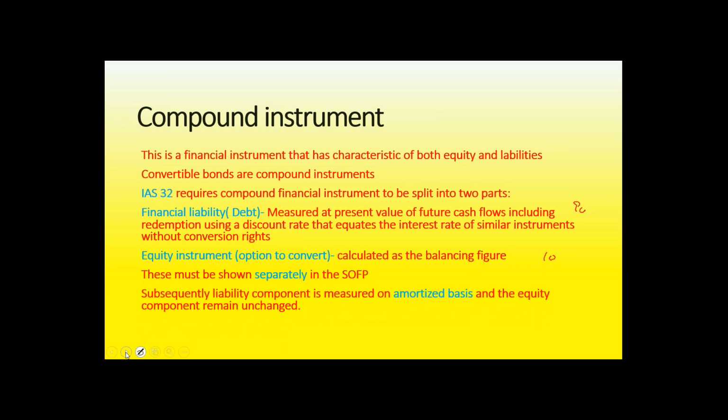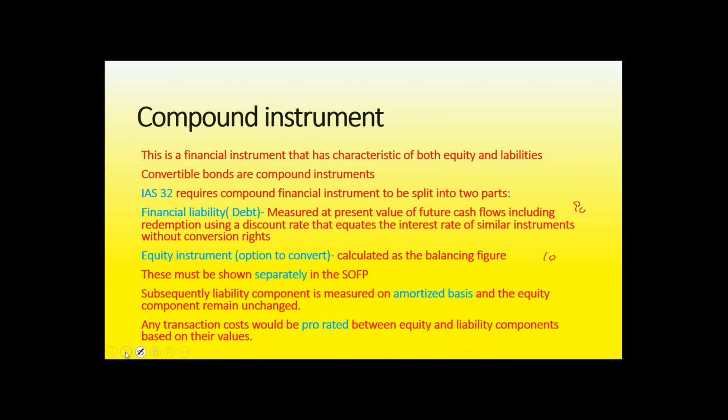Both will go to the statement of financial position, the loan part and the equity part. The equity part will be shown on top under equity, and the 90 will be shown under non-current liabilities. Both will be shown. The 90 will change every year, and the 10 will remain 10 forever.